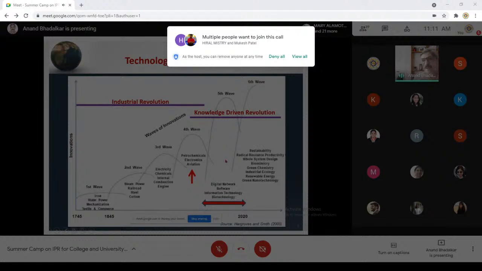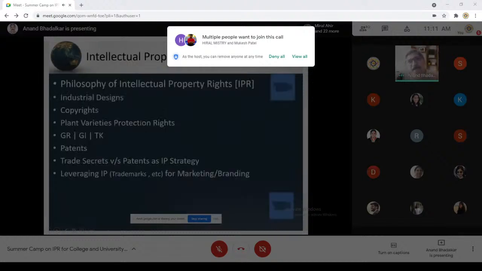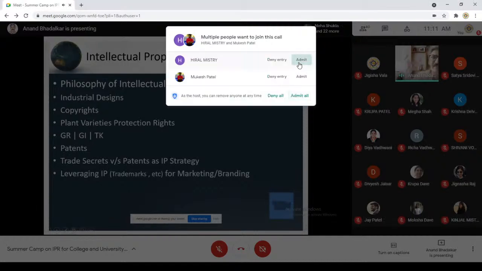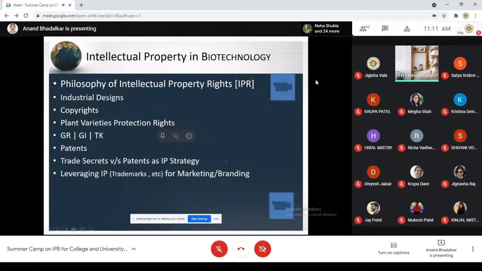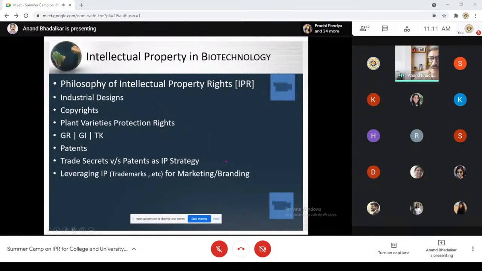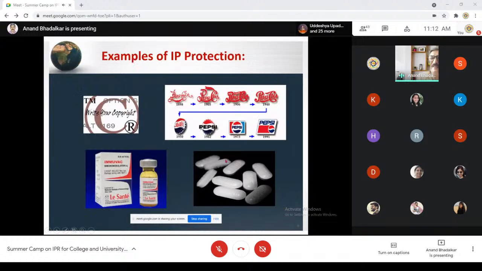Now what do I mean by that? Let me take you through something. See, an innovator, and there are a large number of forms: it could be industrial designs, copyrights, plant varieties. GR is genetic resources, GI is geographical indications, TK is traditional knowledge. Patents, trade secrets, know-hows, and so on. So there are lots of them. But it is important that the innovator benefits out of it.